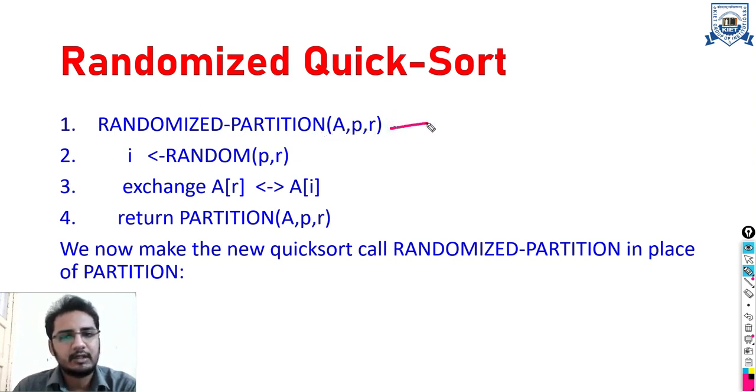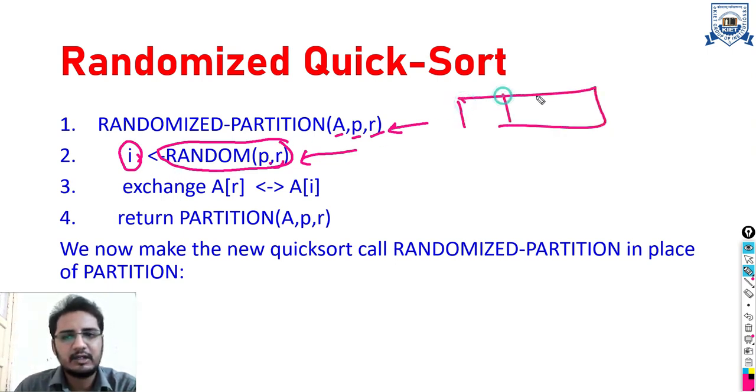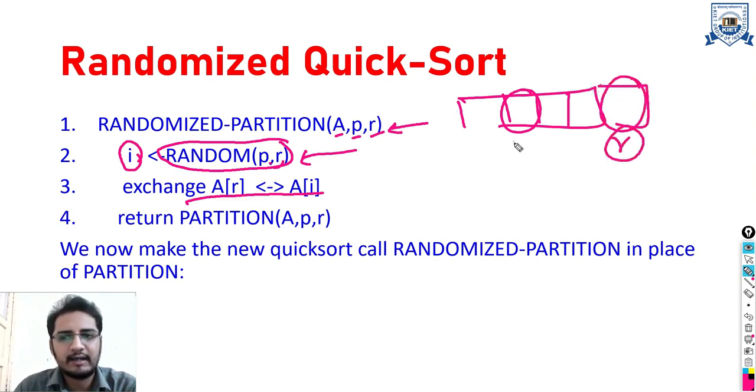You are calling a function randomized partition on the array A with the initial index as P and the last index as R. Now you are calling a random function to select any number from index P to R, and you are storing it in the variable i. Okay, suppose you have the array, you are calling a random function, suppose it selects the second element. Now what you do, you exchange it with the last element. Suppose your last element was A of R and this was your i, you exchange these. Now you call the partition on this array A from P to R.